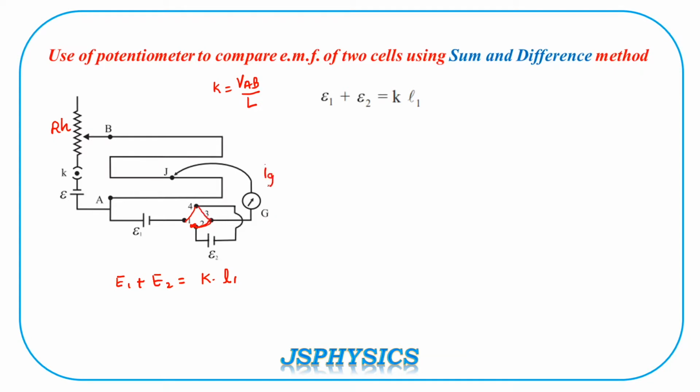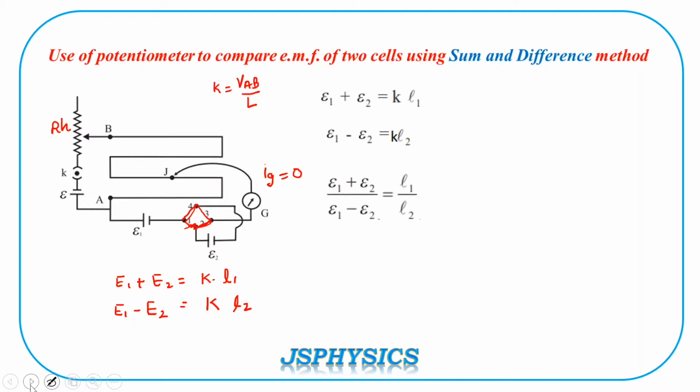When the galvanometer shows zero deflection, that means the current through the galvanometer is zero, we can say that the corresponding length is, suppose, L2. Then the potential gradient K into L2 will be the total EMF supplied by both the cells. We assume that E1 is greater than E2. So E1 minus E2 is equal to K into L2. Now if we divide these two, we can write (E1 plus E2) by (E1 minus E2) is equal to L1 by L2.